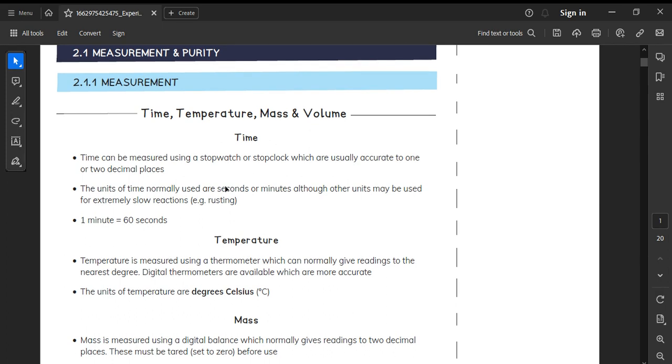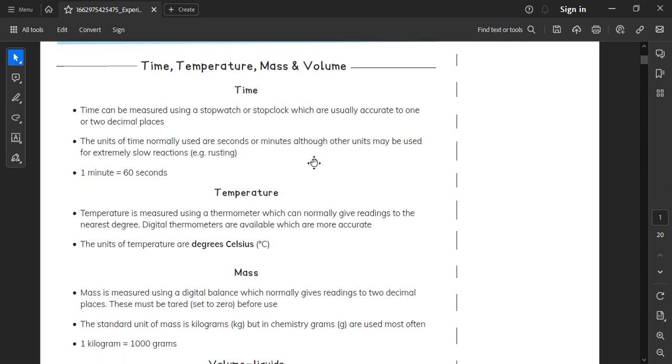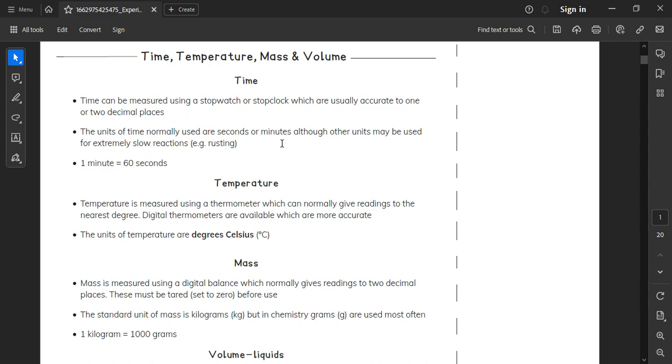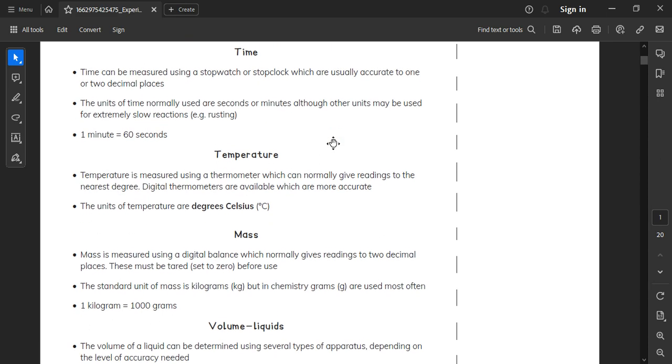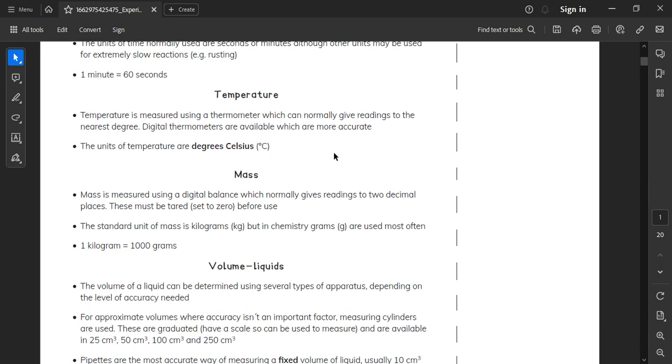Time can be measured using a stopwatch or a stopclock, which are usually accurate to one or two decimal places. The units of time normally used are seconds or minutes, although other units may be used for extremely slow reactions. Example, 1 minute is 60 seconds.